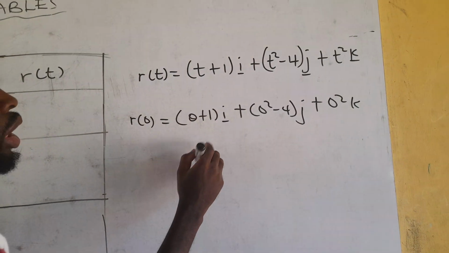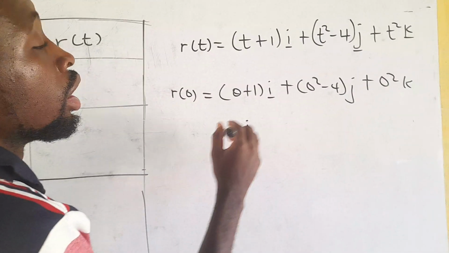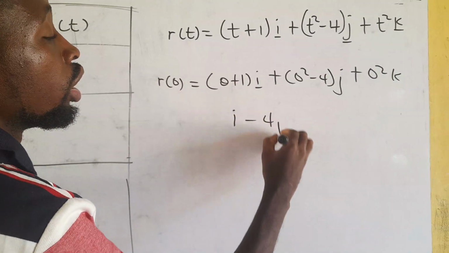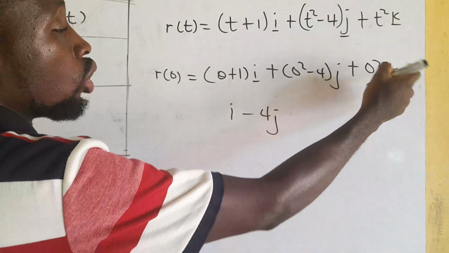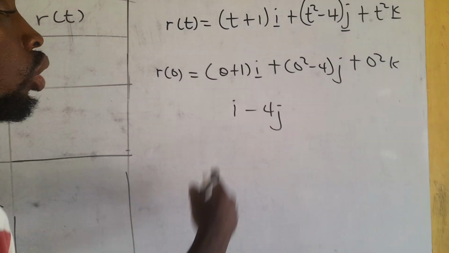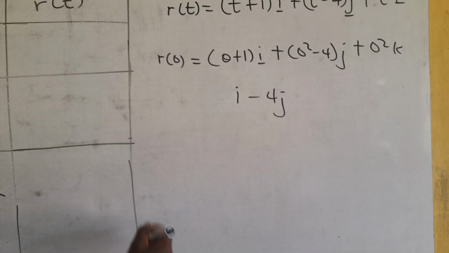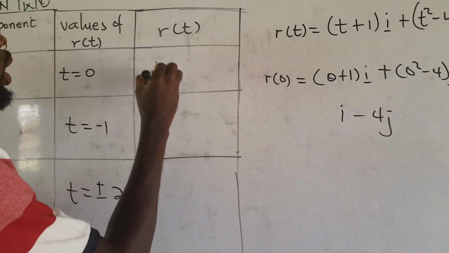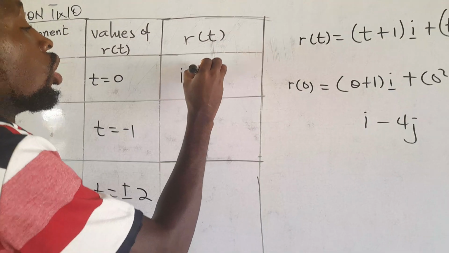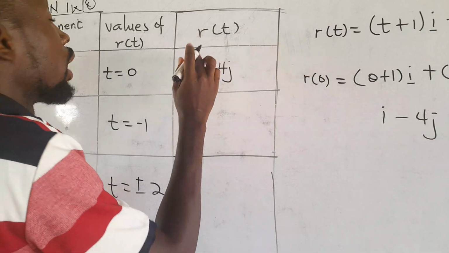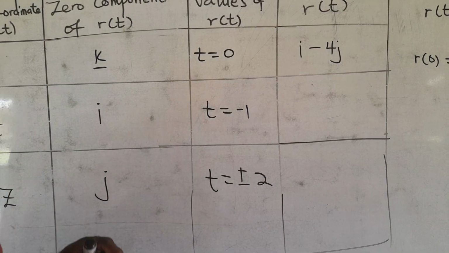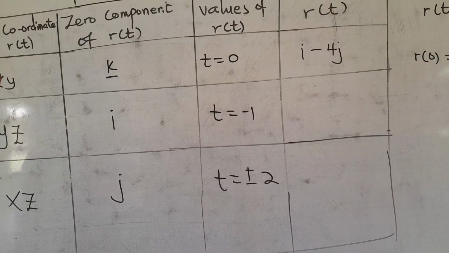0 plus 1, that will become 1 times i, that will be i. Then 0 squared is 0 minus 4, that will be negative 4 in the j direction. 0 squared is 0 times k, that will be 0. So this becomes our resultant vector in the coordinate plane when t is equal to 0. So this may emphasize that the k component of our vector value function will miss at the coordinate plane.